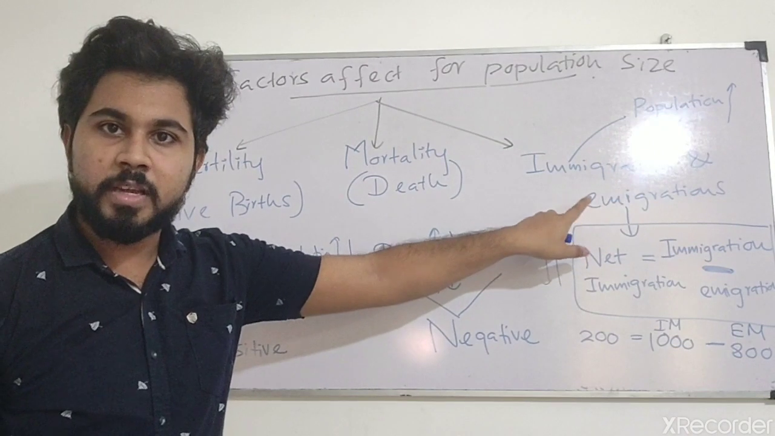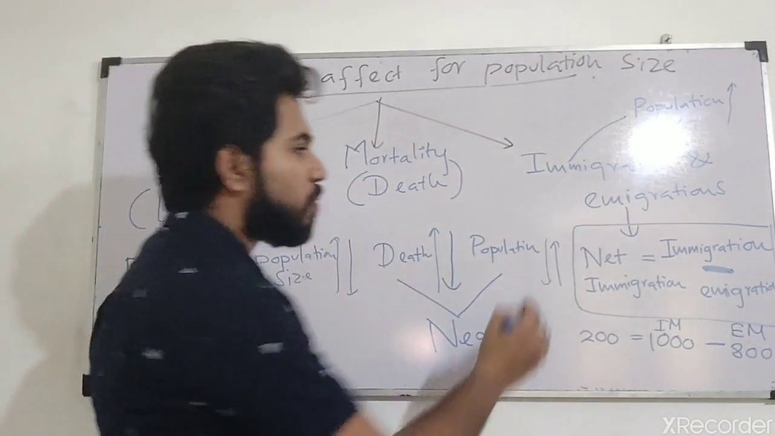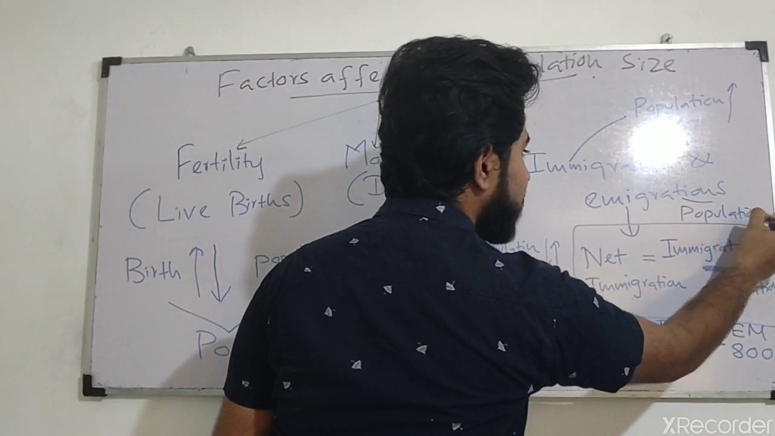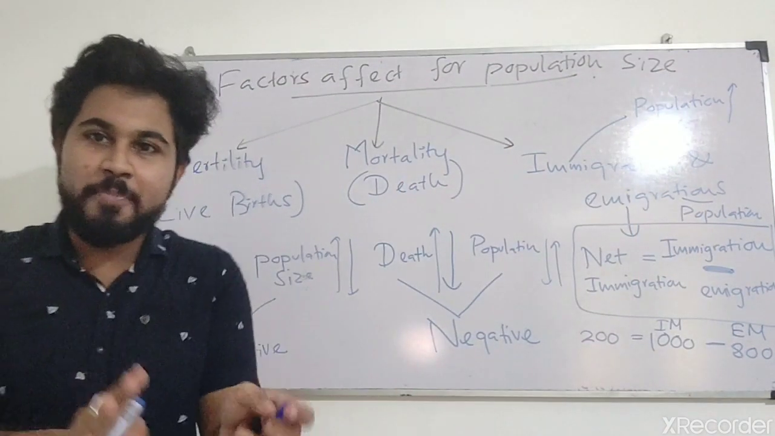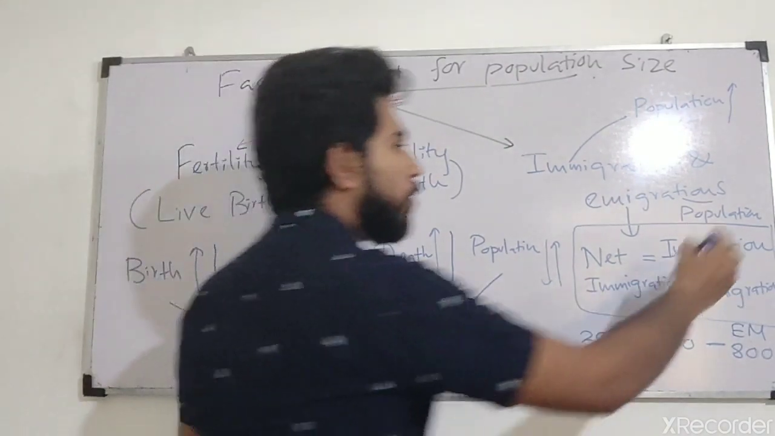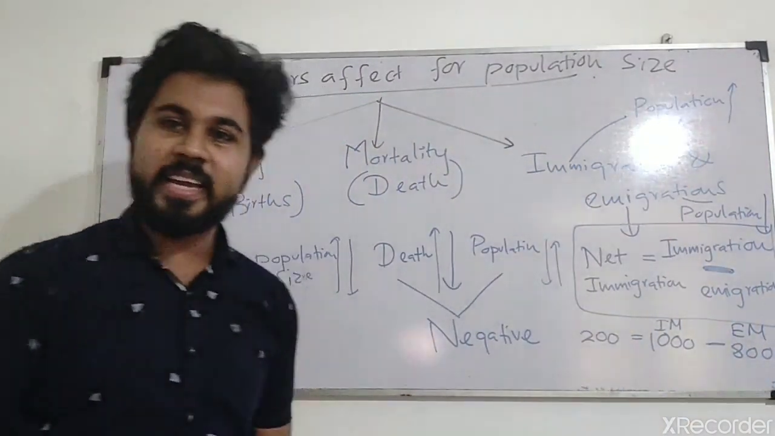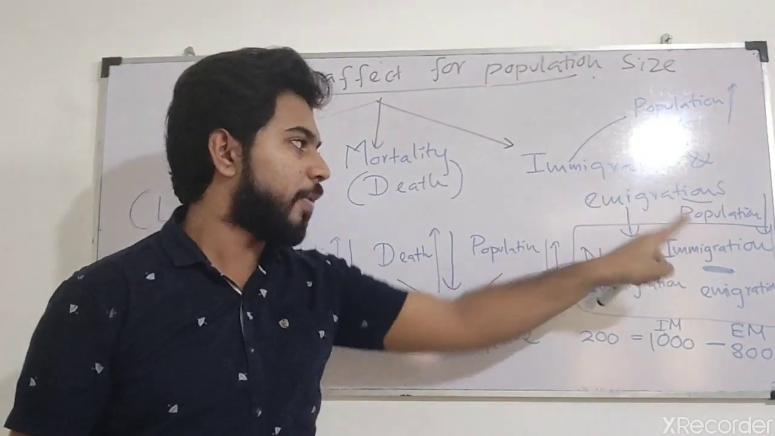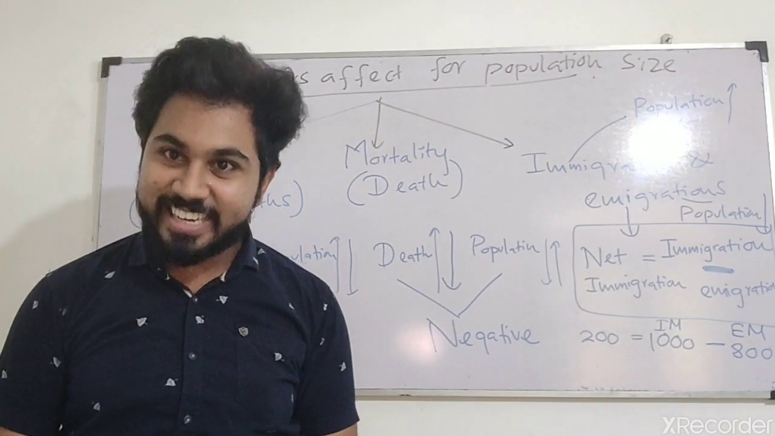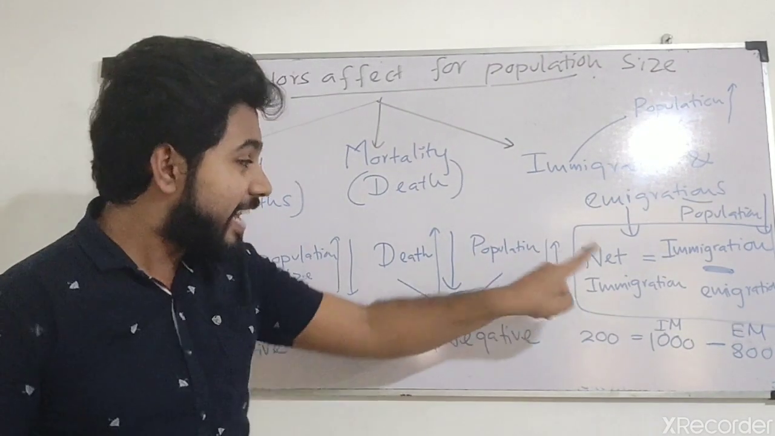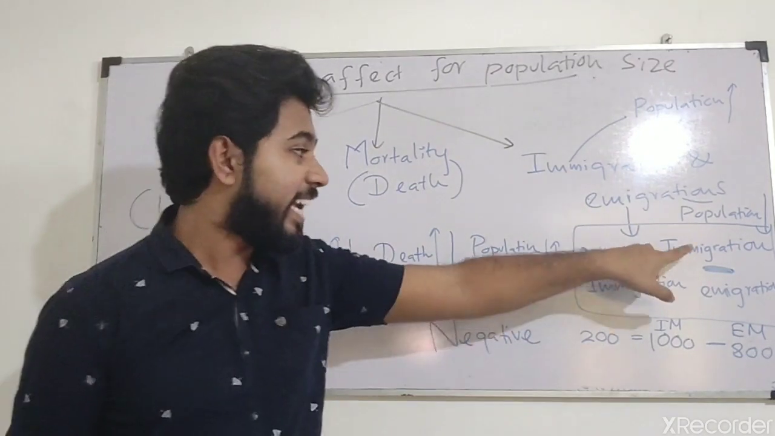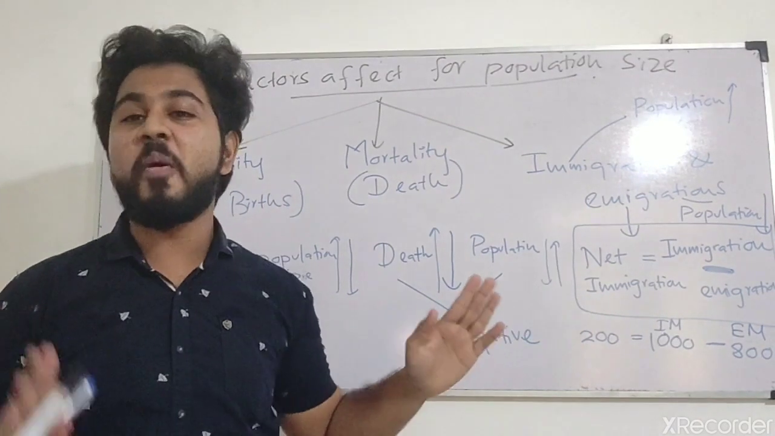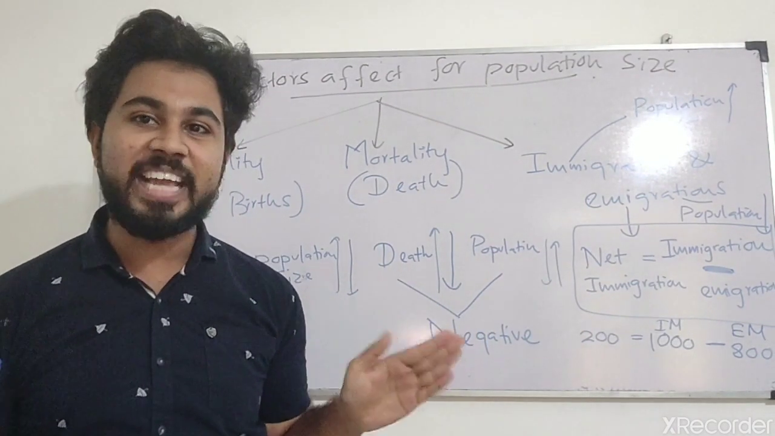And migration. What does migration cause? Yes, what happens to the population with migration or emigration? That means people go out. Then what will happen to the population? It goes down. That means it is very clear that immigration causes a rise in the population and emigration causes a decline in the population. Anyhow, net migration is the difference between immigration and emigration, and net migration and population have a positive relationship.